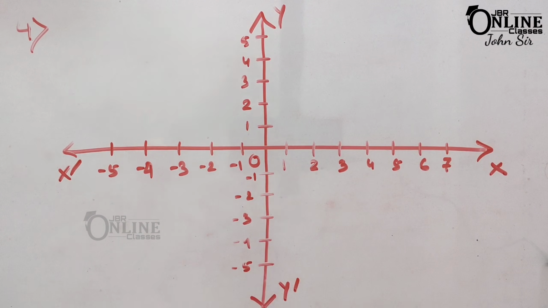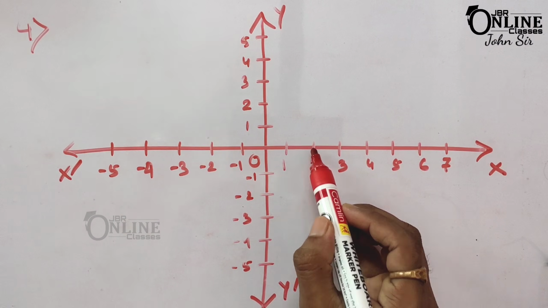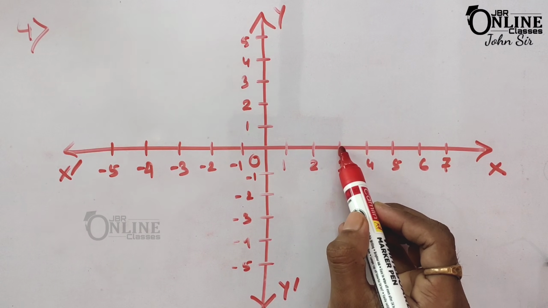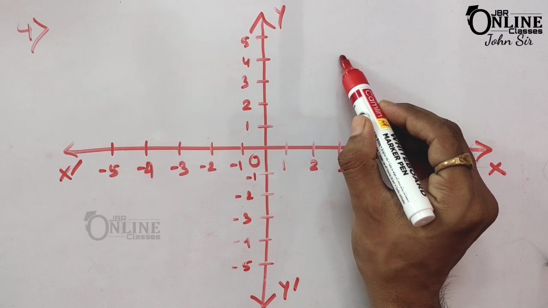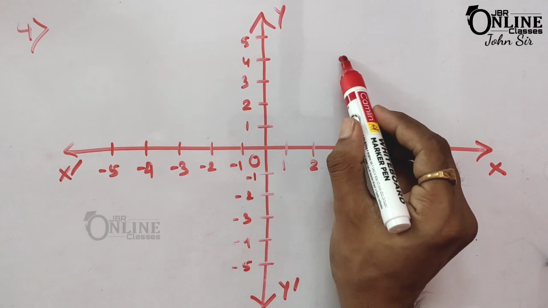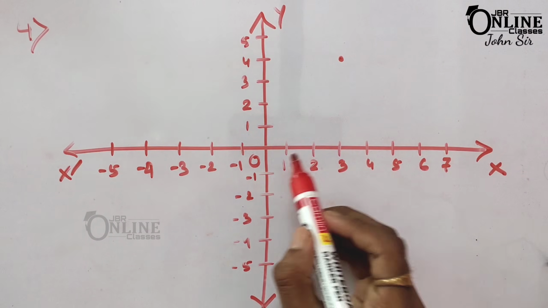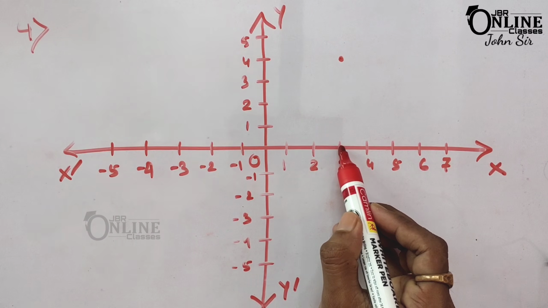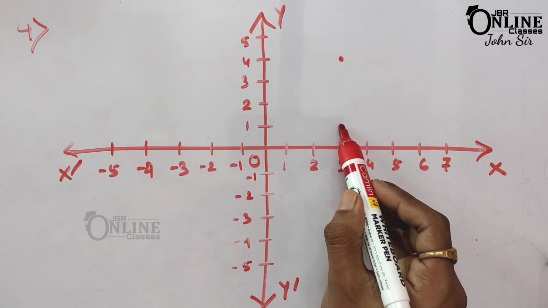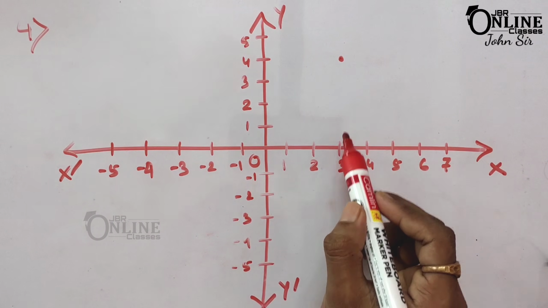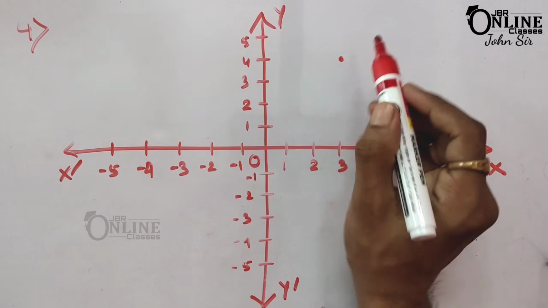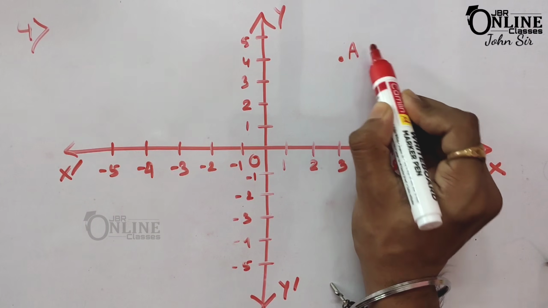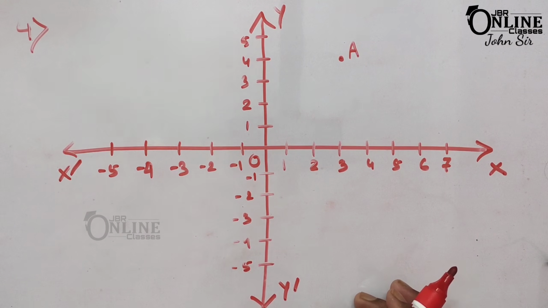So here 3 means 1, 2, 3, and then 4 means 1, 2, 3, 4. So that means this point, the intersection of these lines. As here 3, so 1, 2, 3 here, and then 4, positive 4, that's why here. If negative 4, then here. Okay, so this point is A, that is 3, 4.